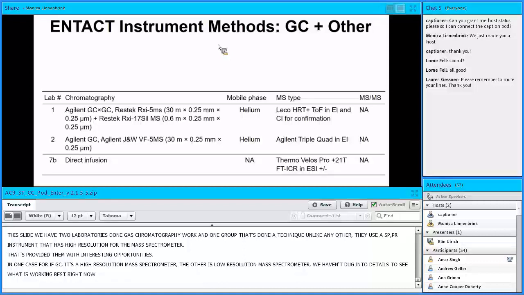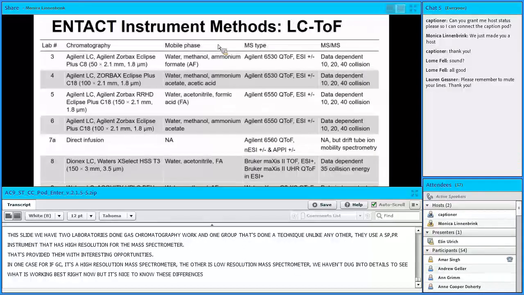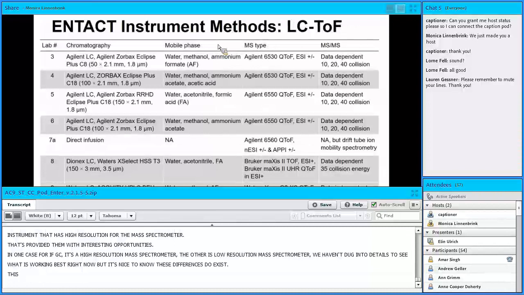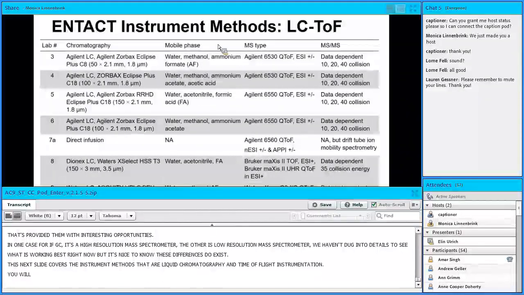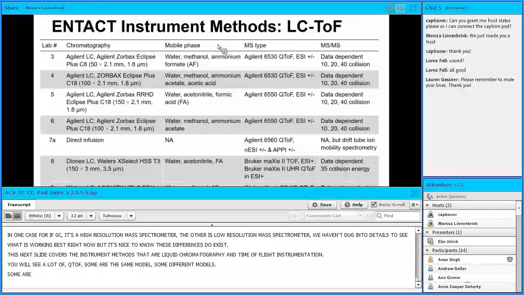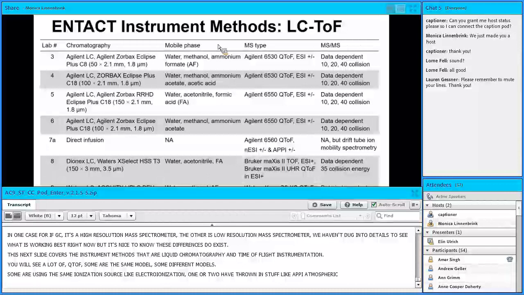these differences do exist. This next slide covers the instrument methods that are liquid chromatography and time-of-flight instrumentation. You'll see an awful lot of Agilent QTOFs. Some of them are the same model, some of them are different models. Some of them are using the same ionization source, like electrospray ionization. 1 or 2 of them have thrown in stuff like APPI, atmospheric photochemical ionization, something like that.